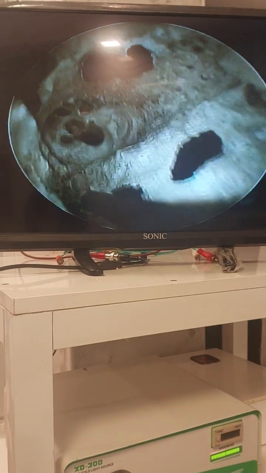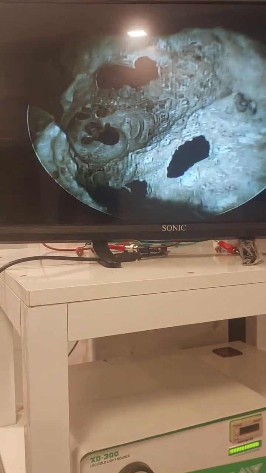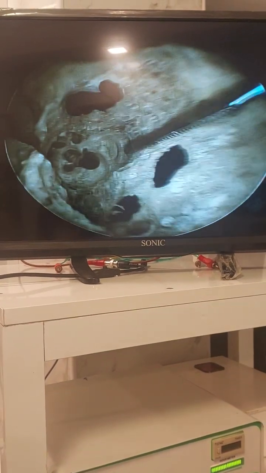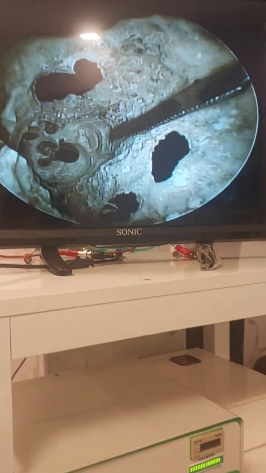Can you see? This is the mastoid. This is the mastoid tip when dissected. Amazing landmarks. This is normal cadaveric bone.